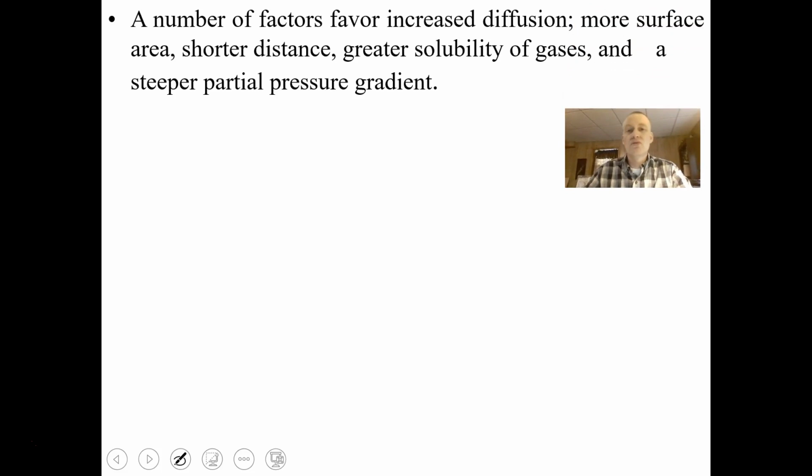So a lot of things will favor increased diffusion in your lungs. Great surface area is going to help favor diffusion. A short distance is good for diffusion. If you had a thick, chunky lung, the gases wouldn't be able to diffuse through those thick tissues. So the solubility of gases, and having a warm, moist environment inside the alveolus, is good for gas exchange. Gases don't typically exchange very well through these membranes without it being moist.